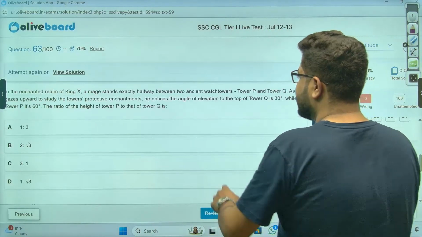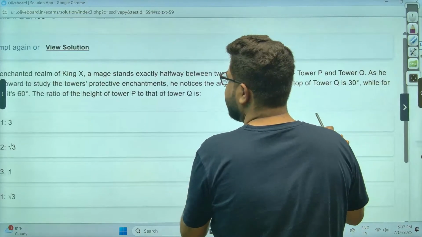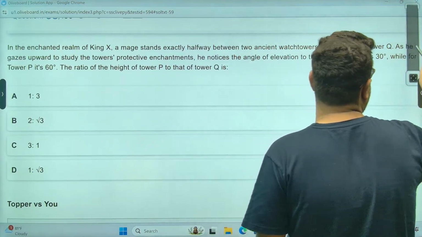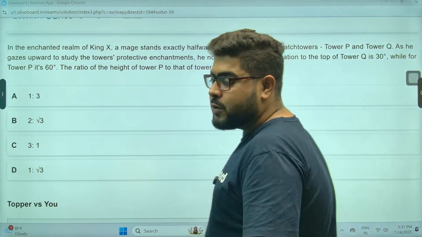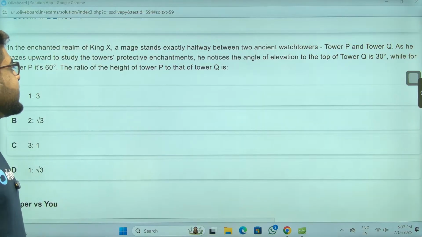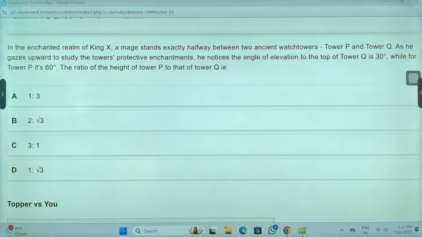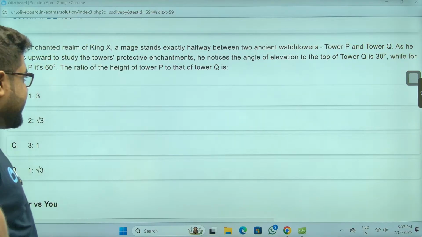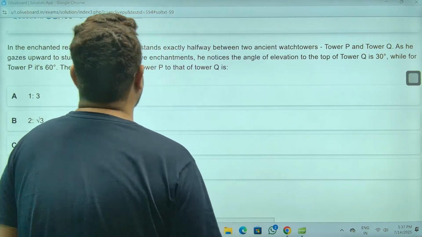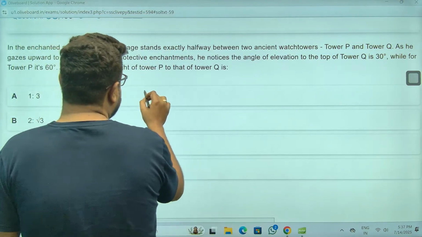For trigonometry, you need to take the hybrid approach if you want to do every question. You need to know how to put values and also how to use the identities, because that is the only way. Let's see. In an enchanted realm of King X, a maid stands exactly halfway between two ancient world-like towers. Look, the trigonometry question has come.